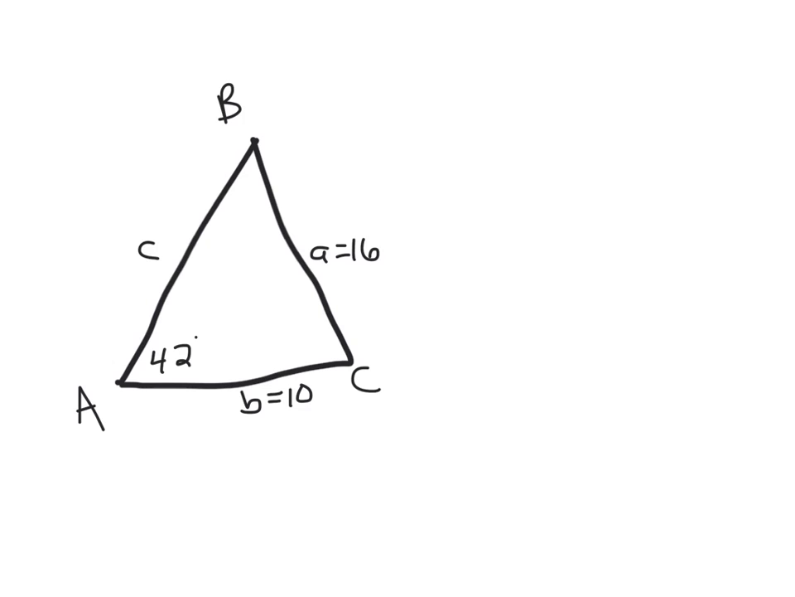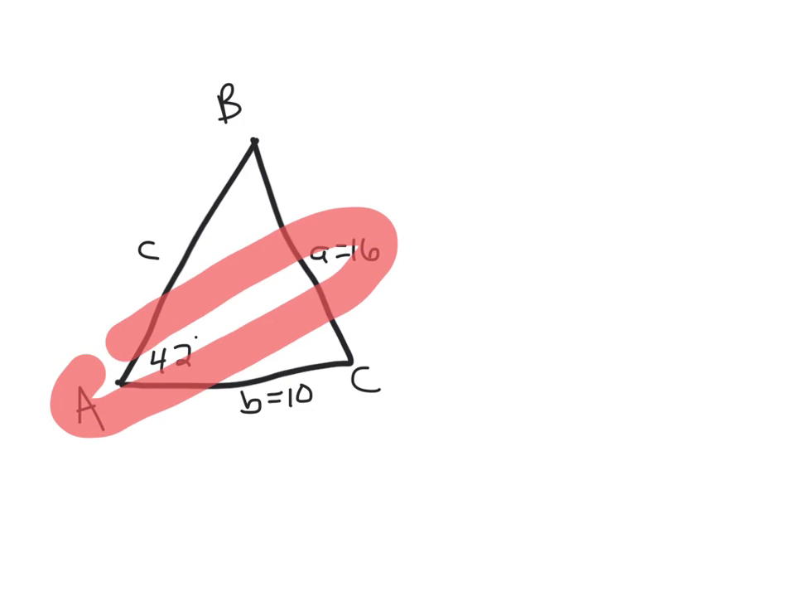So we are supposed to find the measure of angle B. To use the law of sines, you need to have an angle and the side opposite that angle. So we have that. So what we do is we write, using the law of sines, that as a ratio. That's going to be sine of the angle, 42 degrees, divided by the opposite side, which is 16.